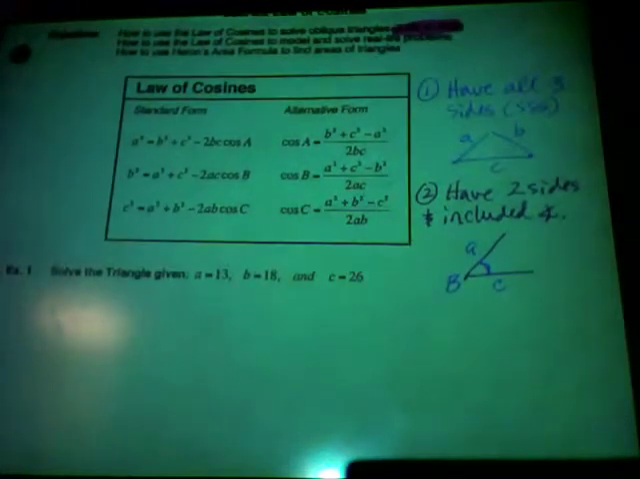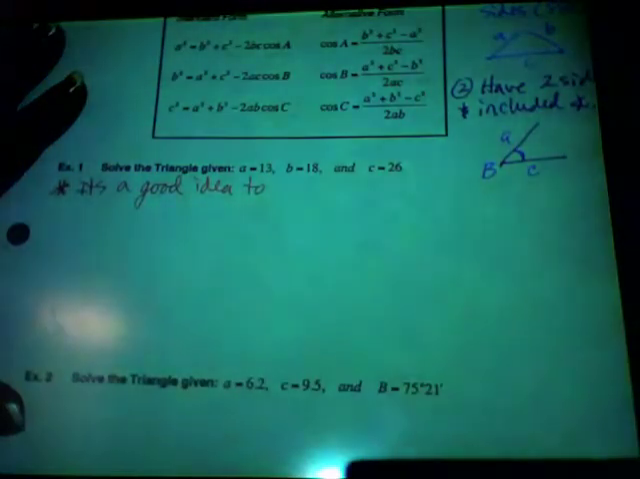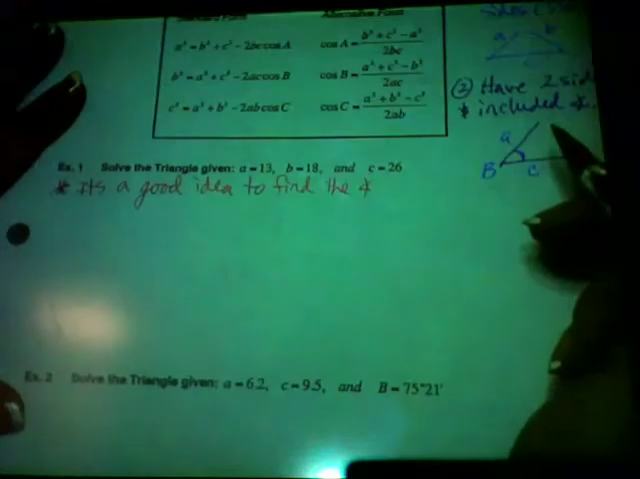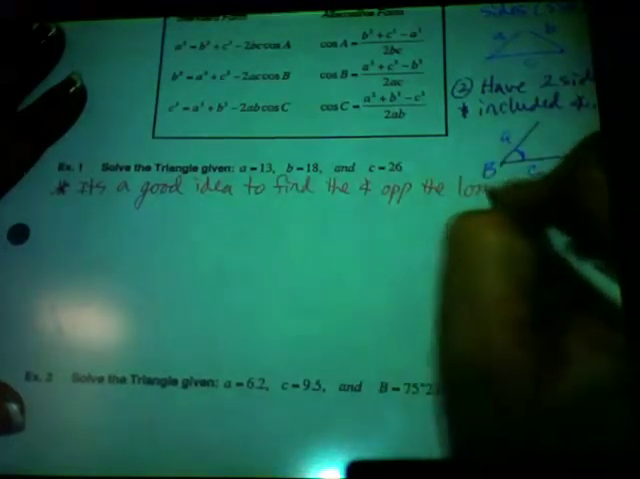So step number 1, how do I know which angle I should be looking for? Because they've given me side A, B, and C. So it's a good idea to find the angle. I'm going to write a lot of extra notes today that I normally won't write, only because when you go home, you're going to go, why did we decide to do this first? So it's a good idea to find the angle opposite the longest side. Why?